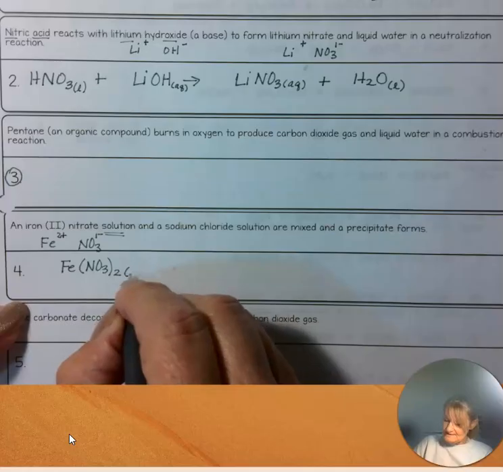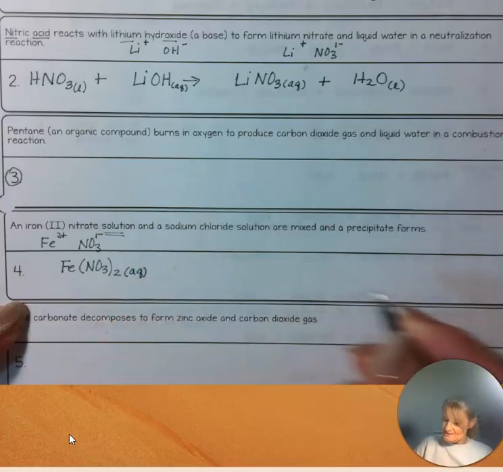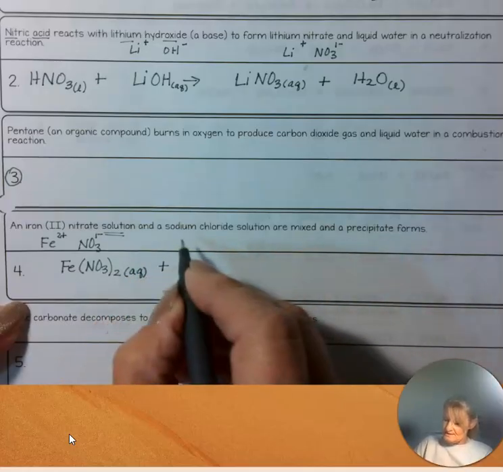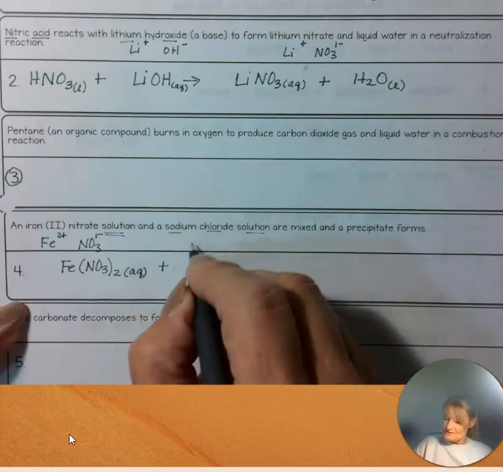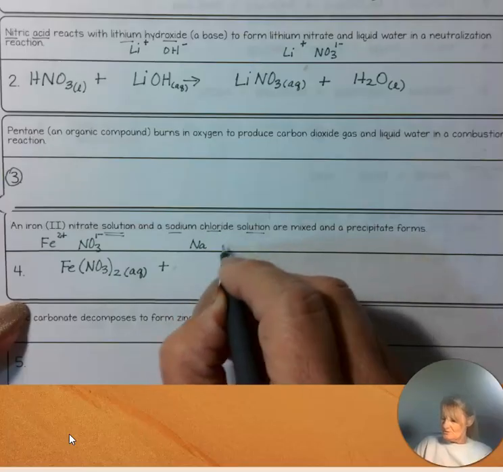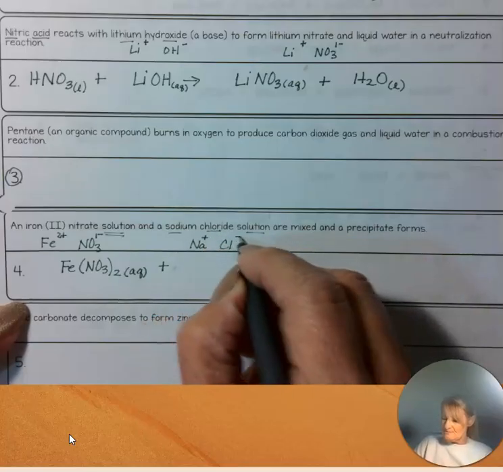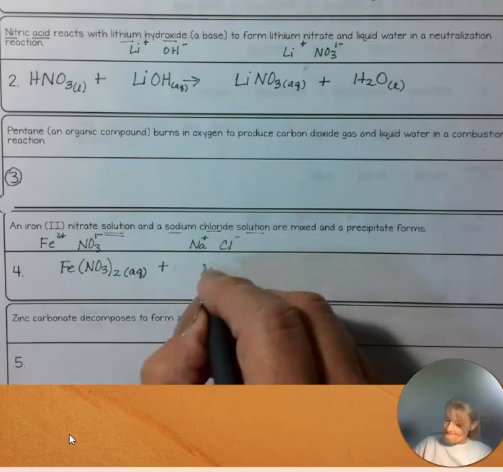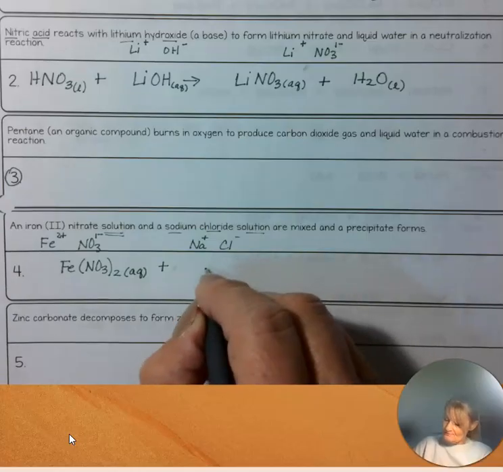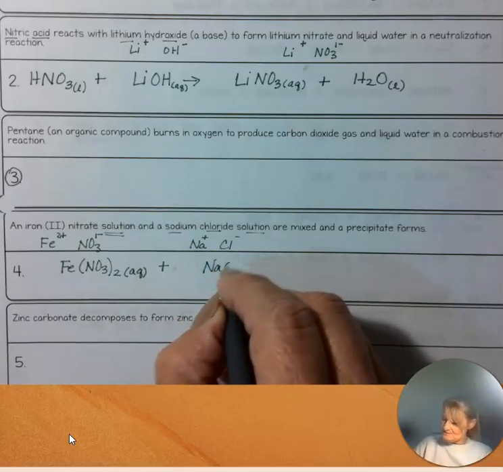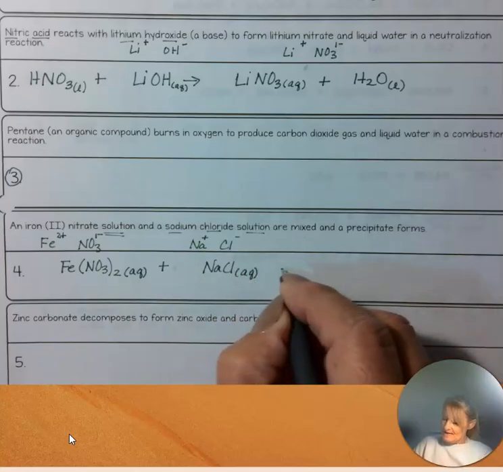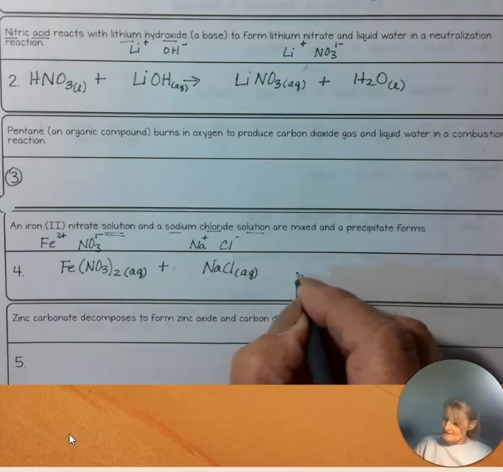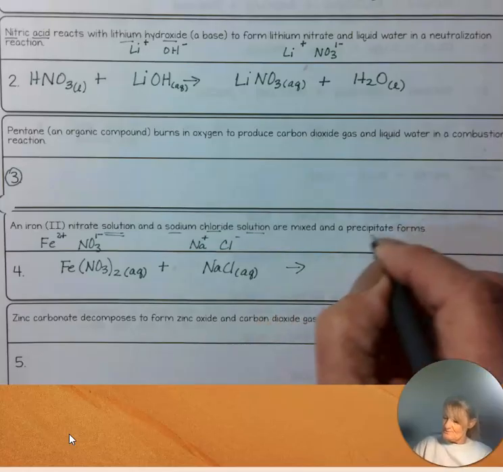Okay, and again it says solution, so they're telling me it's aqueous. Plus a sodium chloride solution, so again that's going to be aqueous, sodium, Na, chloride, Cl, plus and minus. Okay, and so we don't need any subscripts.